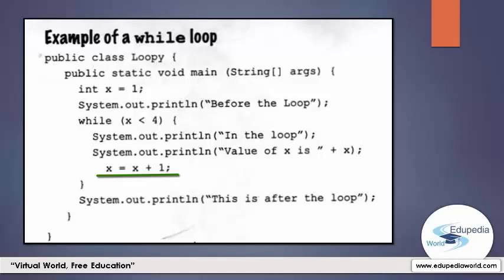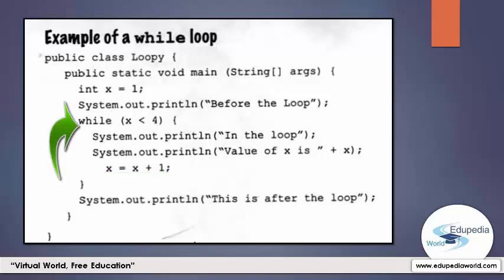And then again we have to check the condition x lesser than 4. The new value of x is 3. Anyway, 3 is lesser than 4. Therefore we can go inside of the loop. Inside the loop it will output the first println statement, in the loop, and the second println statement, value of x is 3, and then the expression x equal x plus 1. The value of x is 3 and 3 plus 1 is 4. The new value of x is 4.